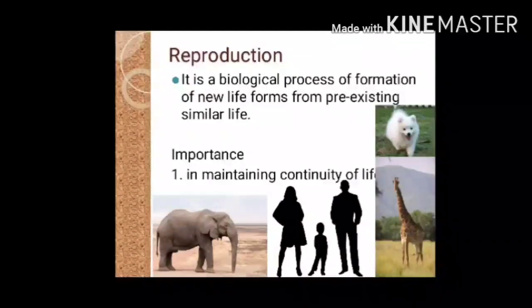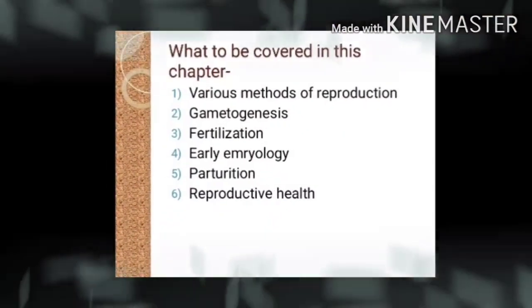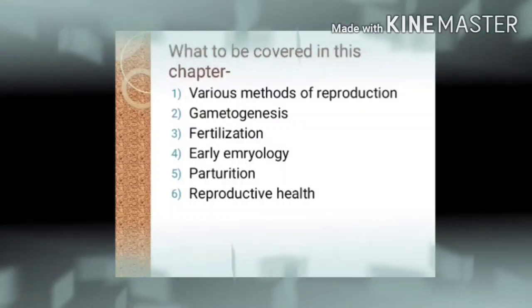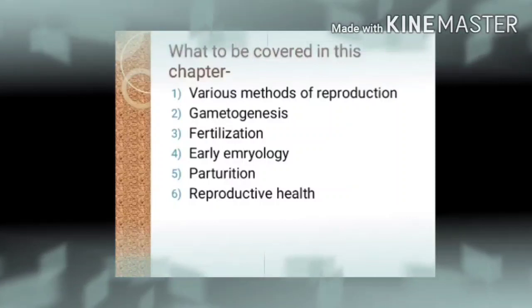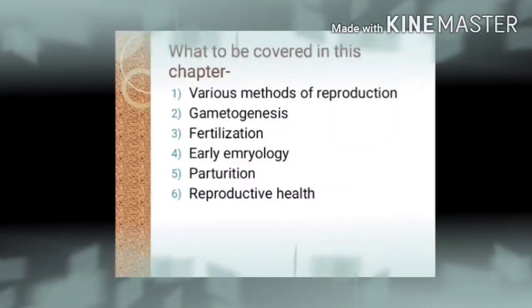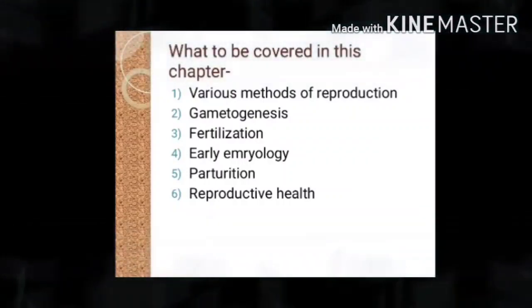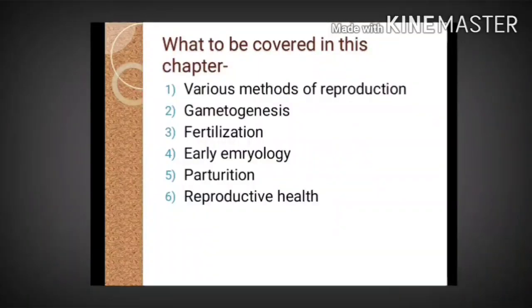Now let's see the next one. What topics are we going to see in this lesson? The first one is various methods of reproduction, then gametogenesis, fertilization, early embryology, parturition, and reproductive health. All these we are going to see in detail in this lesson. Now the first one, the two methods of reproduction.